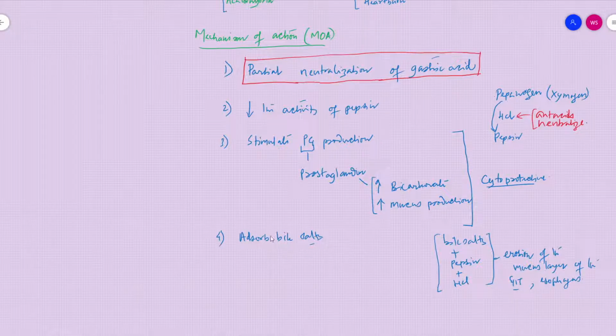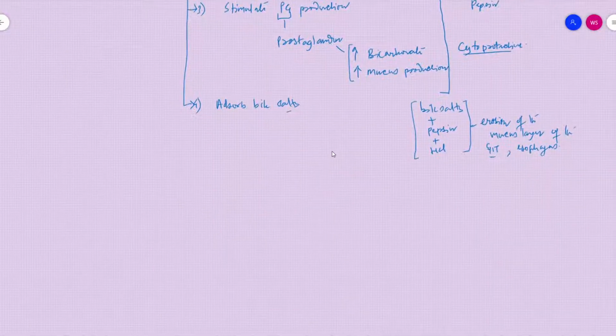Okay, so these antacids, they've got a protective role. They can, by adsorbing bile salts, reduce the erosion of the mucus layer. Okay. So this is the most important mechanism of action, and these are the other mechanisms of action. Okay. So now let's see the classification of drugs.